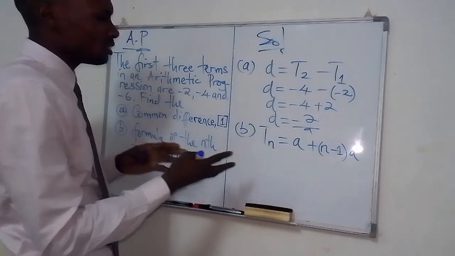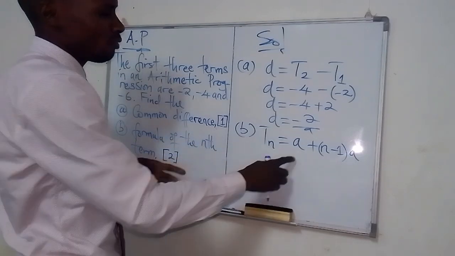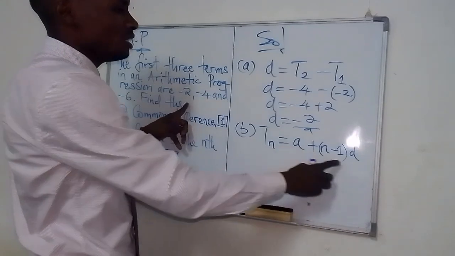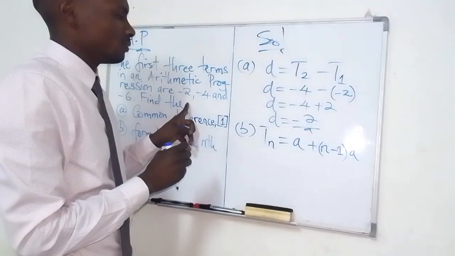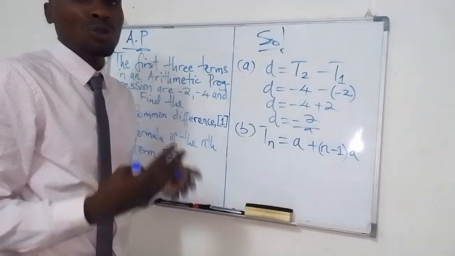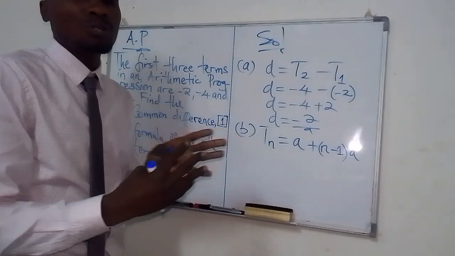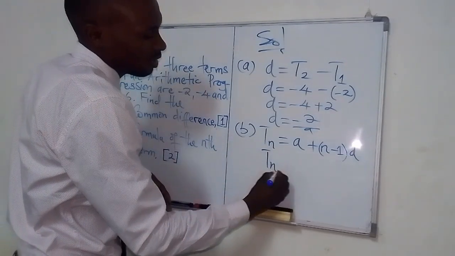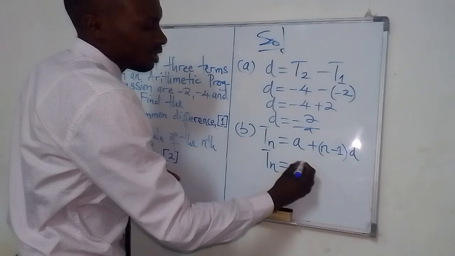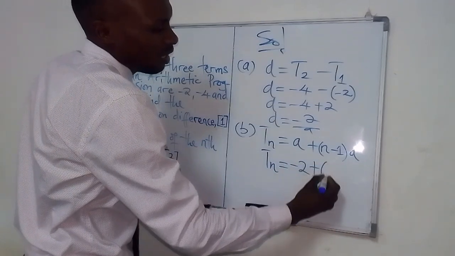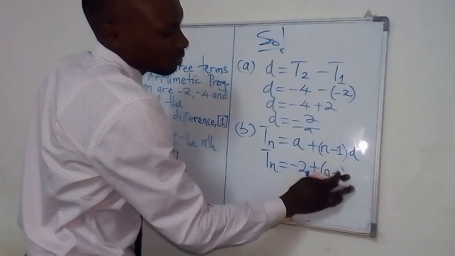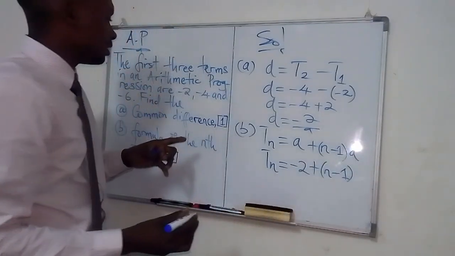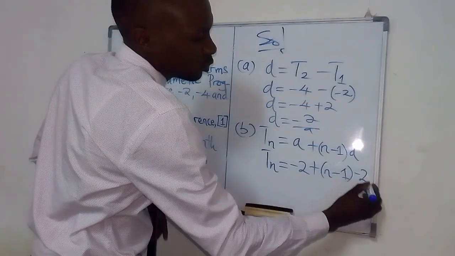What we're going to do is substitute a few things that were given here. For example, A, the first term, is -2. Then D, from finding D, is -2. For N, we don't know N, because we're finding the formula for calculating any term. So it is going to be Tn. For that, we write Tn equal to A, which is -2, plus n minus 1, close bracket, then D is what we calculated there, -2.